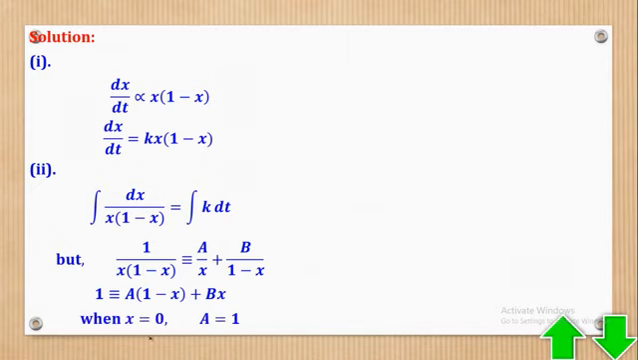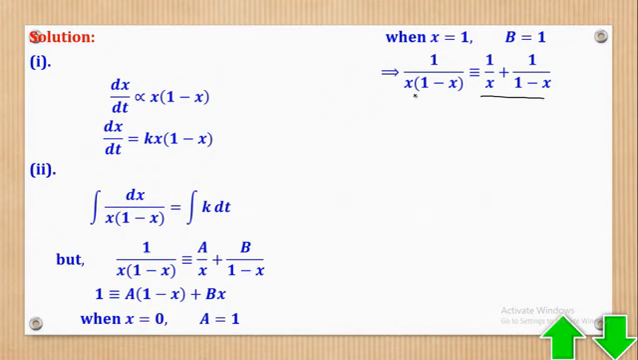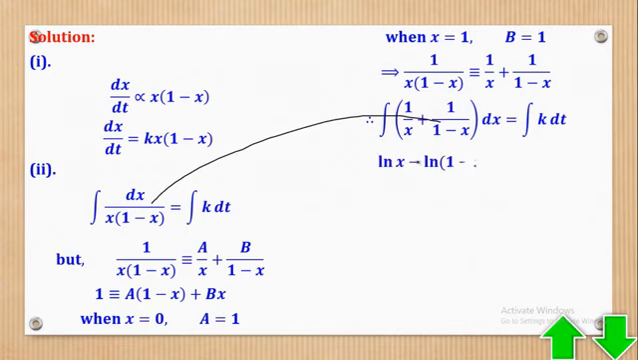So when x is equal to 0, a will be equal to 1, and when x is equal to 1, b will be equal to 1. Therefore, the partial fraction becomes that. Now that I've got the partial fractions, I can go ahead and integrate. So this one now becomes that, and when I integrate, this is that, and this is that. And this is that, plus the constant of integration.